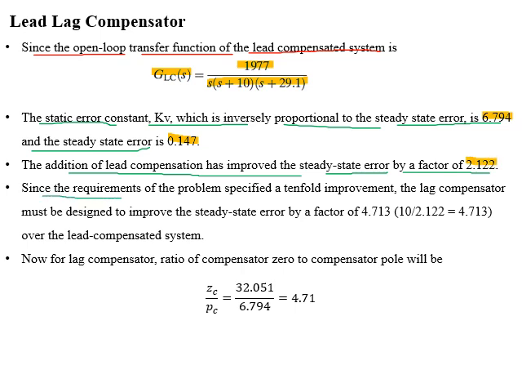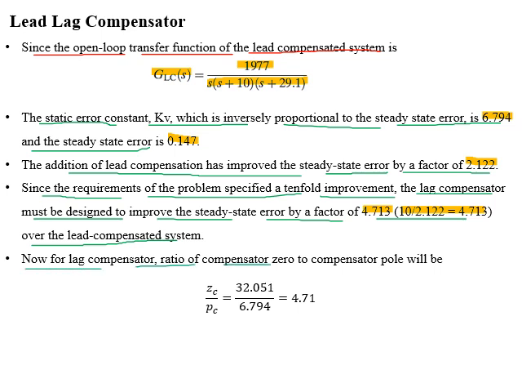Since the requirements of the problem specified a tenfold improvement, the lag controller must be designed to improve the steady state error by a factor of 4.713, which is calculated from 10 divided by 2.122 equals 4.713 over the lead compensated system.